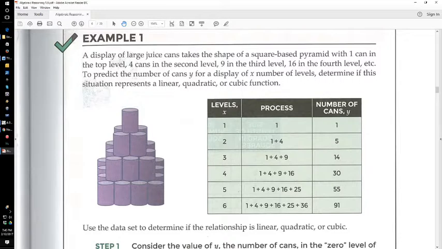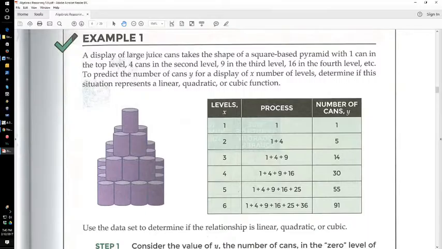All right, this is chapter 1.9, example 1. A display of large juice cans takes the shape of a square-based pyramid with 1 can at the top, 4 cans at the second level, 9 cans at the third level, 16 at the fourth level, and so forth. To predict the number of cans for a display of X number of levels, determine if this situation represents a linear, quadratic, or cubic function.